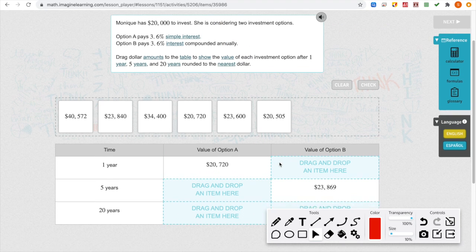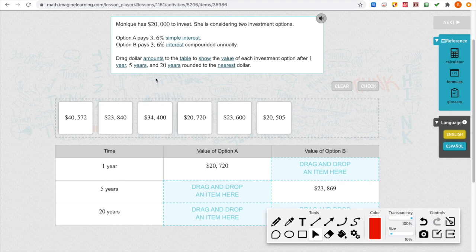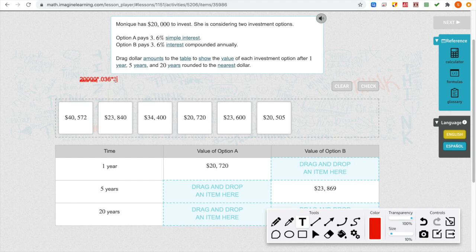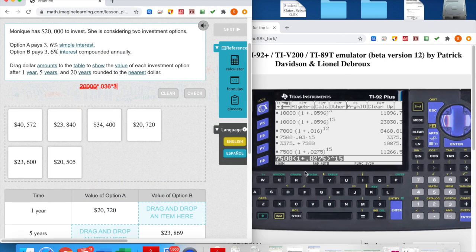So we're going to be doing the same thing on this one. We're going to be finding simple interest and compound interest, and all we're going to do is change the years for each one. So first we're going to start with option A. We have $20,000 times 3.6%, so over 1 over 2, we get 0.036 times 5 years, and that'll give us the interest for 5 years for option A.